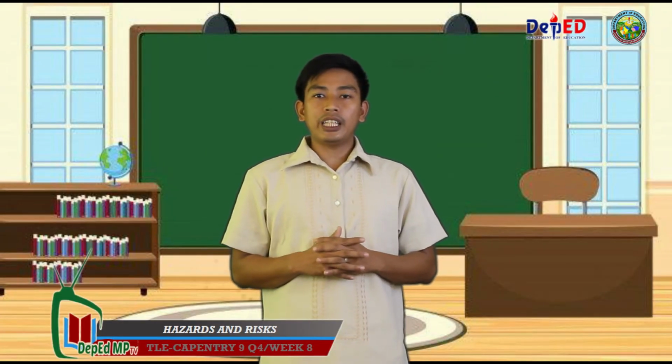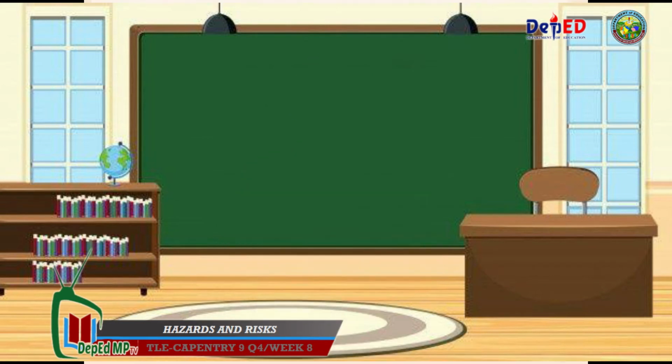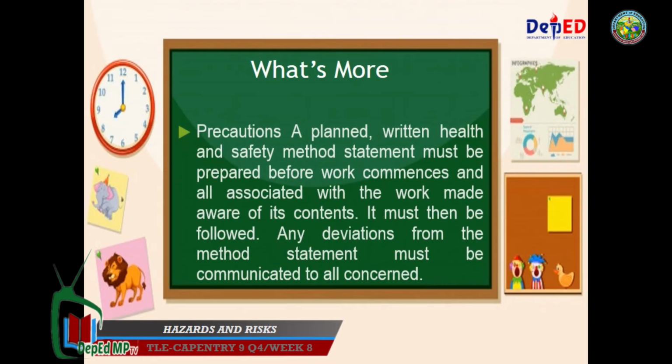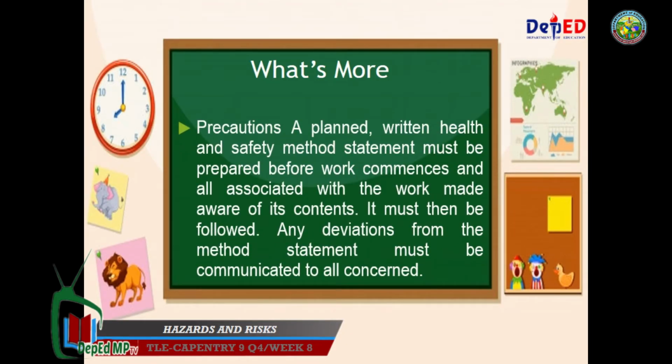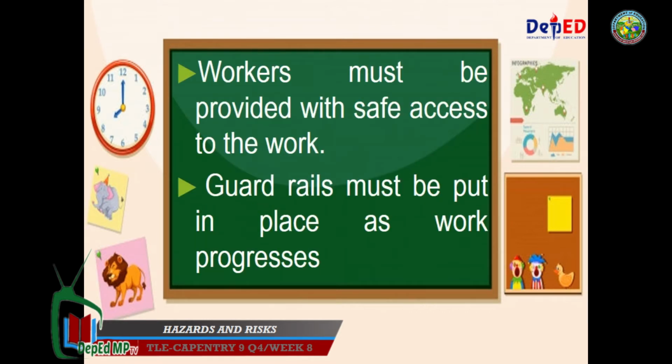Now, after identifying the hazards and risks, let's know how to avoid them. Precaution: a written health and safety method statement must be prepared before work commences, and all associated with the work made aware of its content. Must then be followed. Any deviation from the method statement must be communicated to all concerned. Workers must be provided with safe access to the work. Guardrails must be put in place as work progresses.